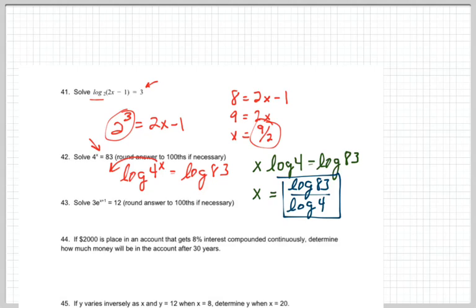43 is a very similar problem, except I'd first divide away the 3 out front, and then instead of using log base 10 on both sides, I would use the natural log, like so. And now I'm going to apply that law that says I can take an exponent inside and bring it out front. So now it's x plus 1 ln of e equals ln of 4.